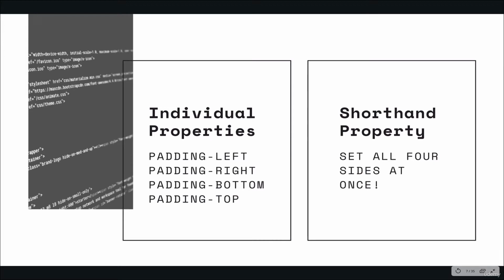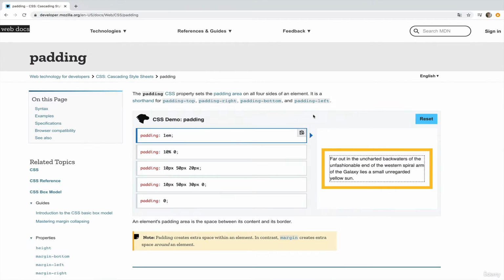We have padding left, padding right, padding bottom, padding top, or we have the shorthand property, which is just padding. That will do it all at once. And that's what I tend to use most frequently, but I'll just show padding left, right, top, and bottom quickly, and I'll show some examples of padding, by the way.